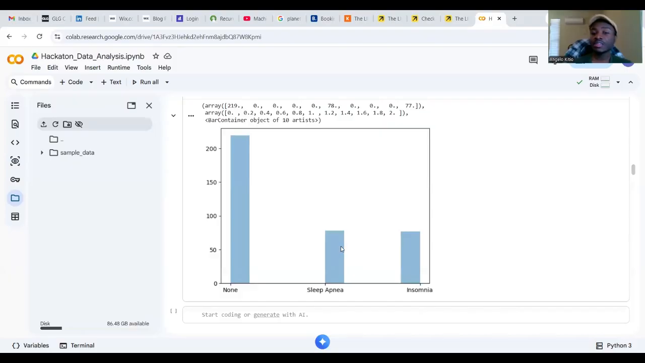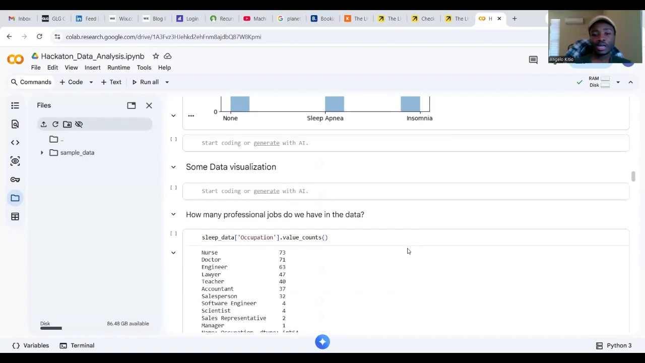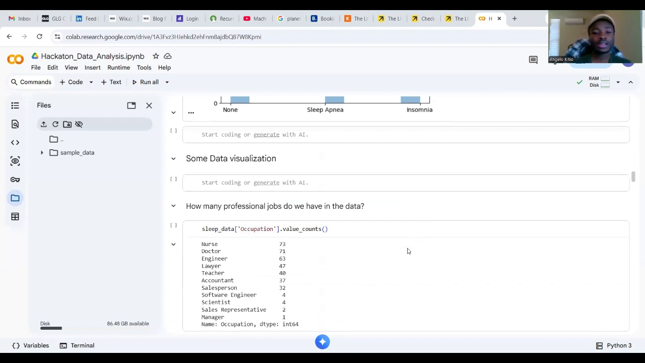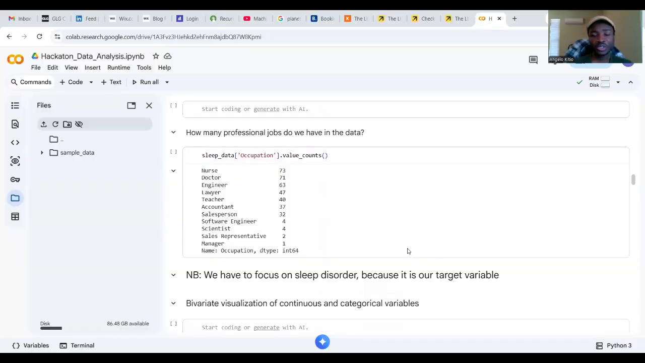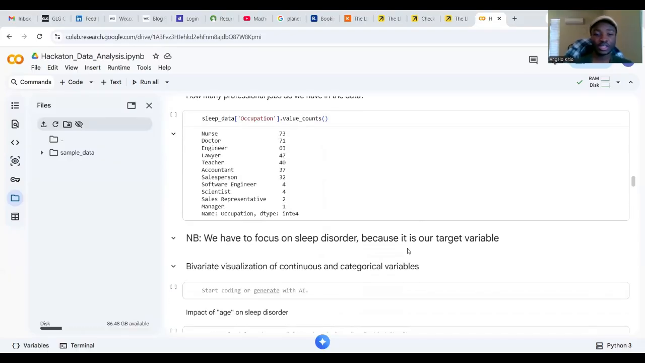So the majority, thank God, the majority of our users, over 200 of our users, have no sleep disorder, and then some of them have sleep apnea, some of them have insomnia every day. So, you know, people are struggling a lot at night. Yeah, and then we're just trying to analyze the occupation on average of those people. Majority were nurses, some of them were doctors, engineers, lawyers, teachers, accountants, salespersons, software engineers, scientists, and sales representatives, and one person was a manager.